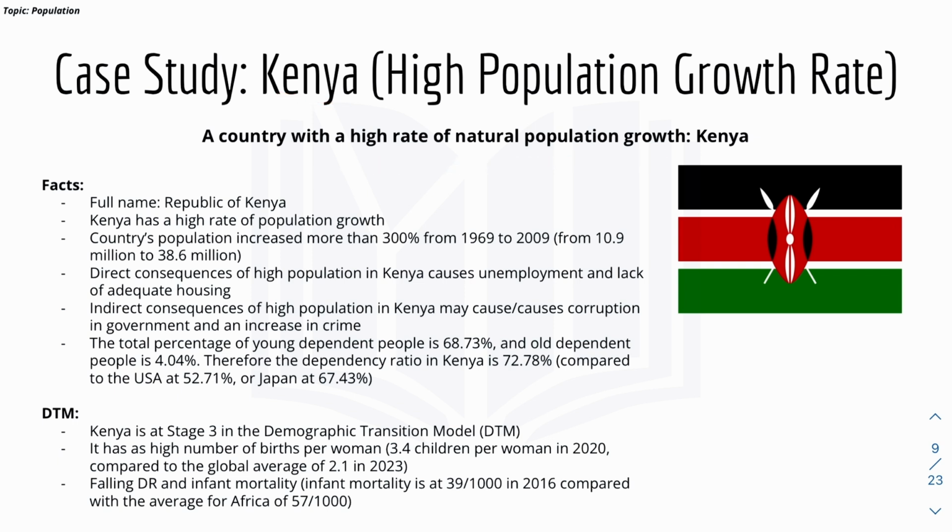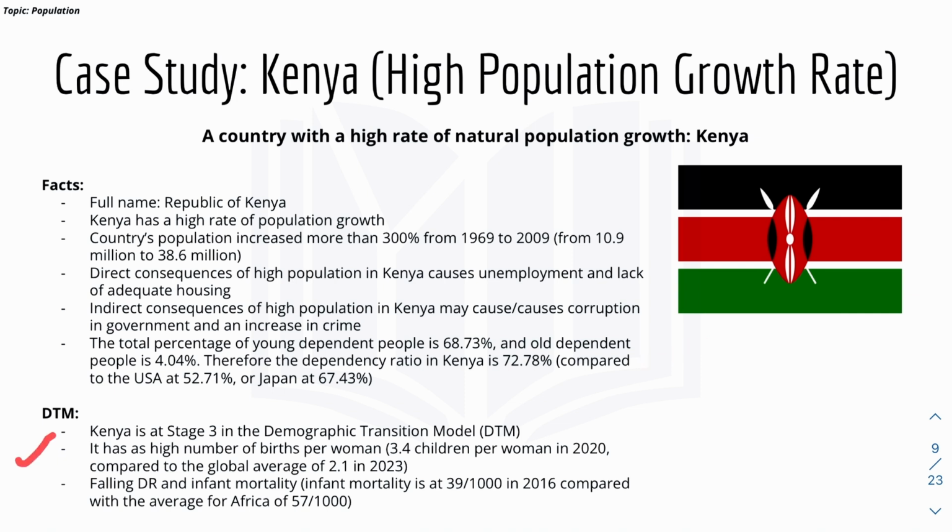So here's some information about Kenya. We have the full name, the country's population, the direct consequences, which are unemployment and lack of adequate housing, and some indirect consequences. For example, it may cause corruption in government and an increase in crime. And there are some statistics right here which you can include in your essay in your final exam.